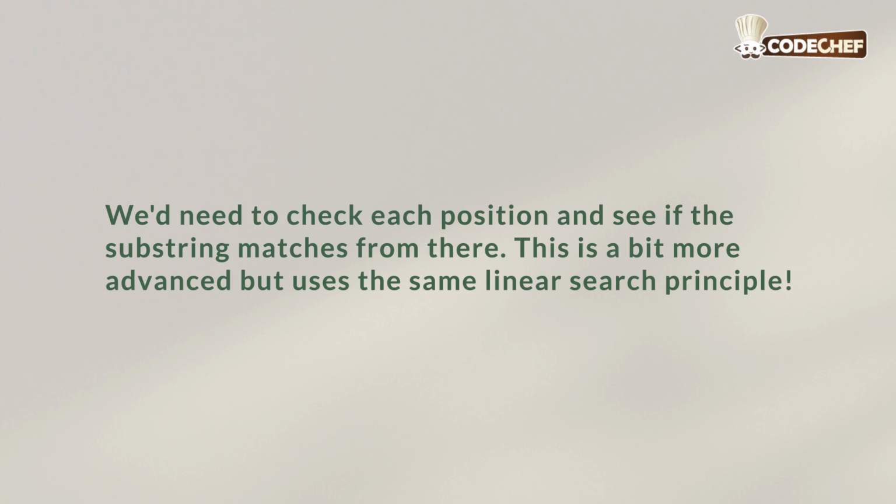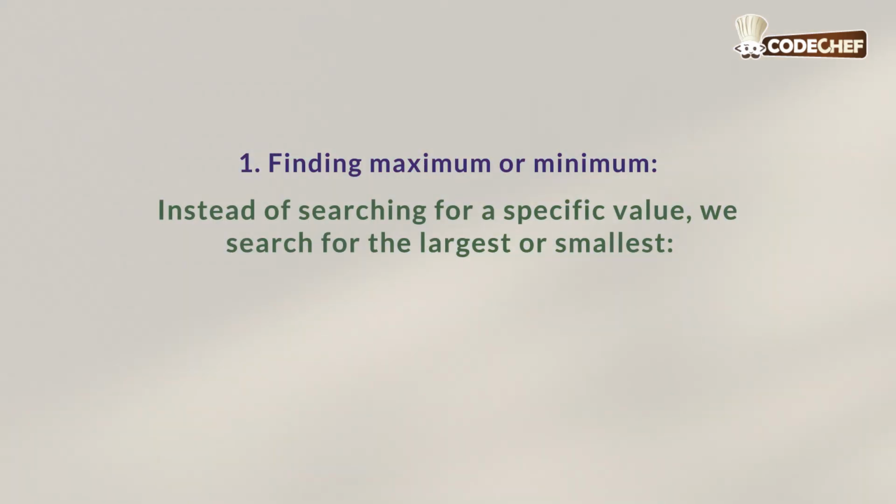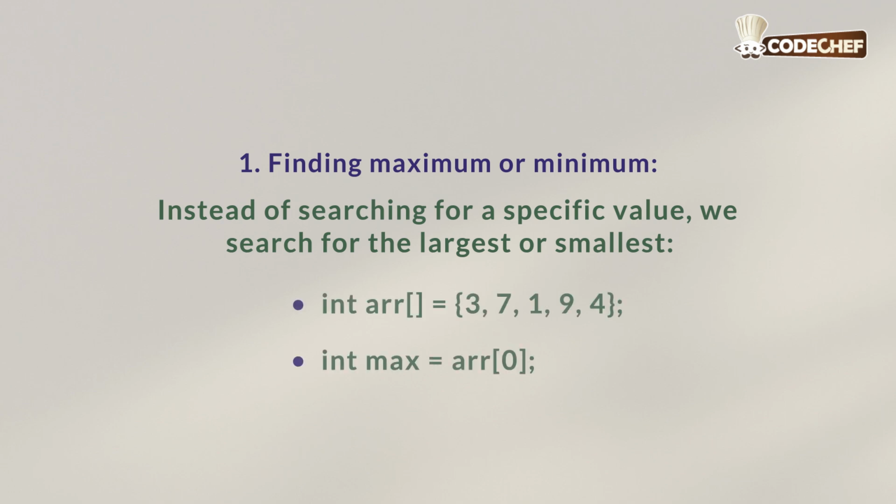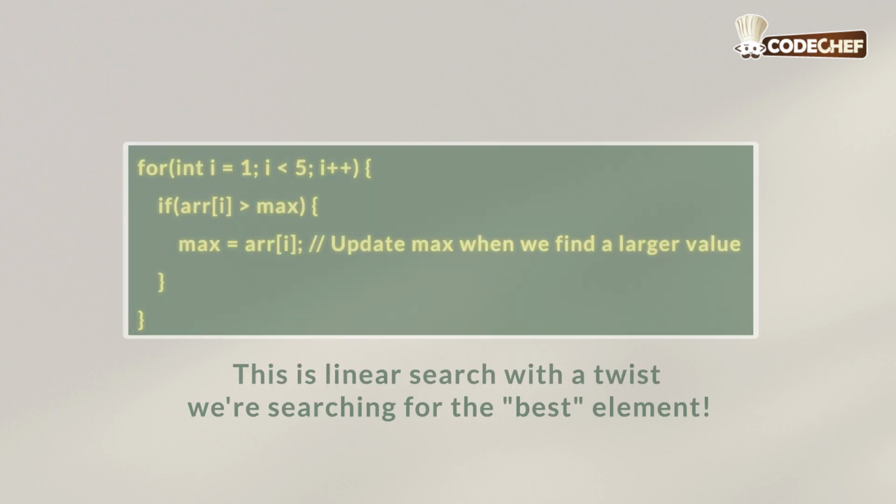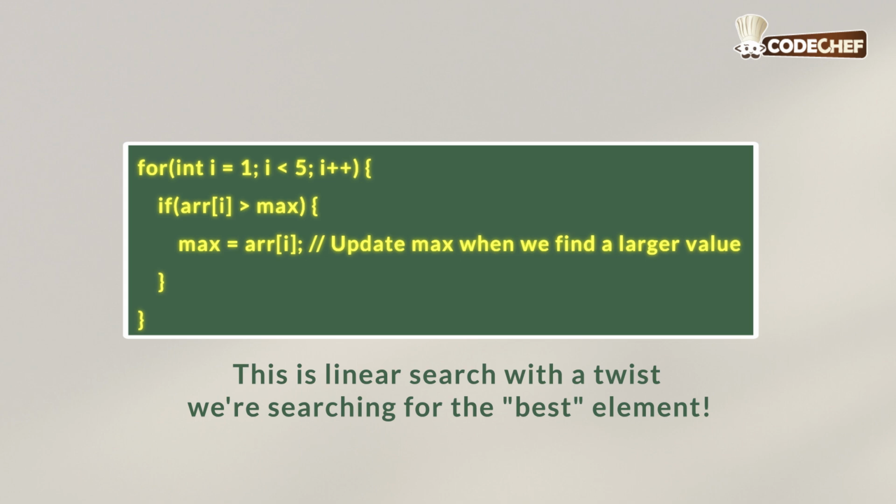Now these are some miscellaneous linear search applications. Linear search is incredibly versatile, so let's look at some interesting applications. Finding maximum or minimum. Instead of searching for a specific value, we search for the largest or the smallest. This is linear search with a twist. We are searching for the best element right over here. So here you can see that we are trying to find the best element with the maximum value, and here we update max when we find a larger value.